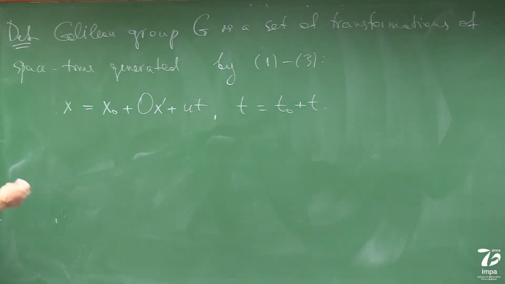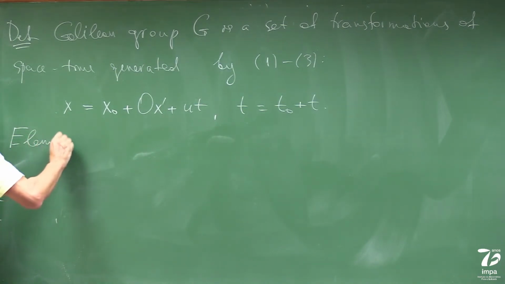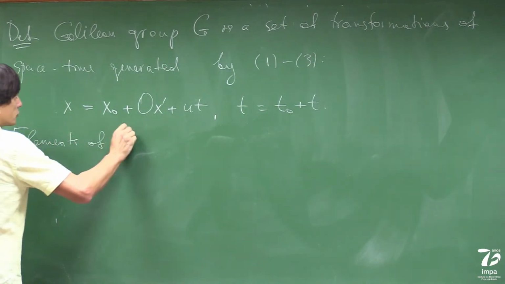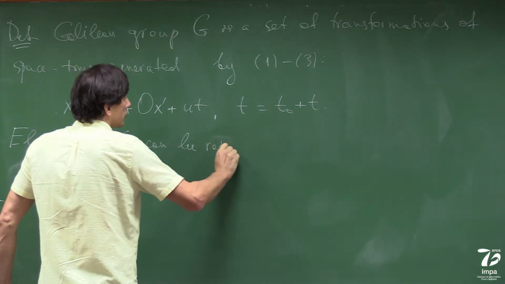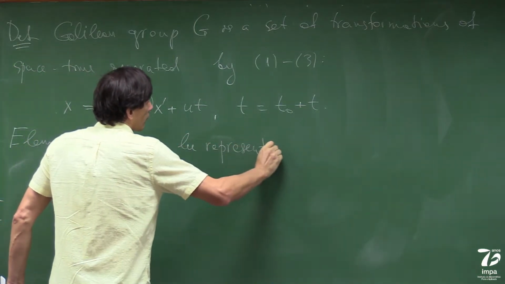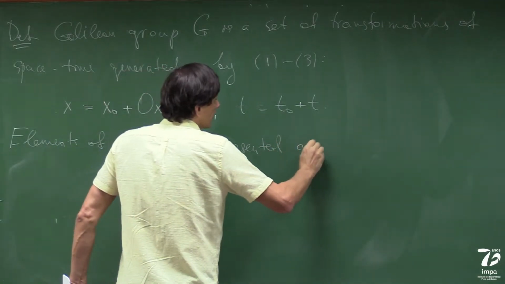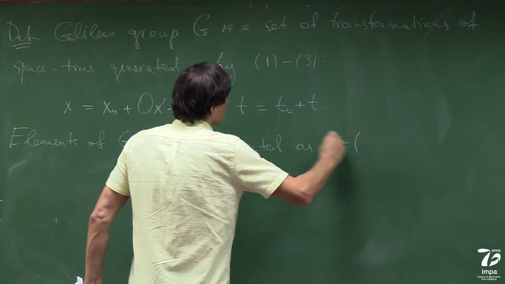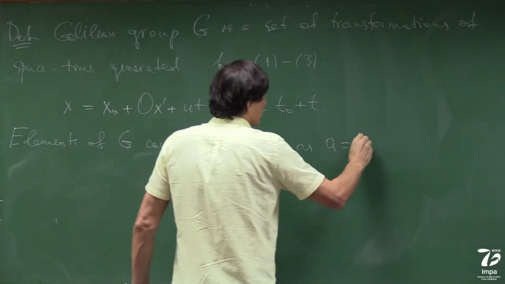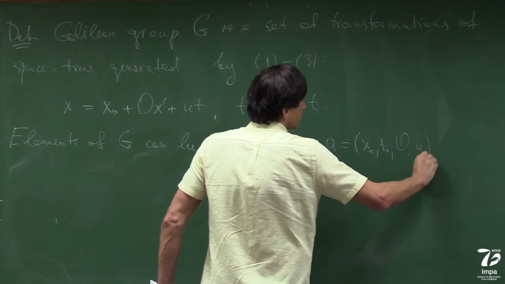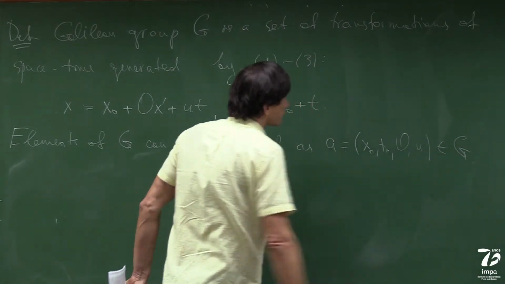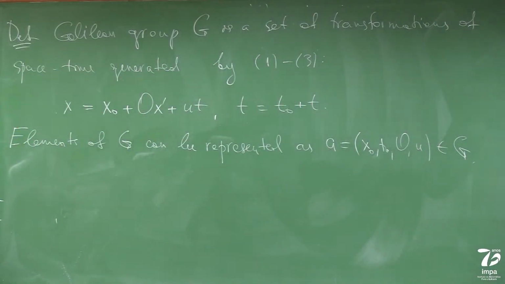So which means that the elements of G can be represented as, so every element can be represented by what? By x0, t0, O, u, where O is an orthogonal matrix, u is a vector, x0 is a vector, t0 is a number.